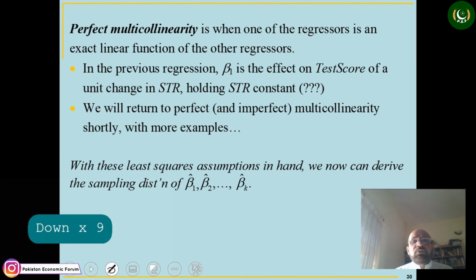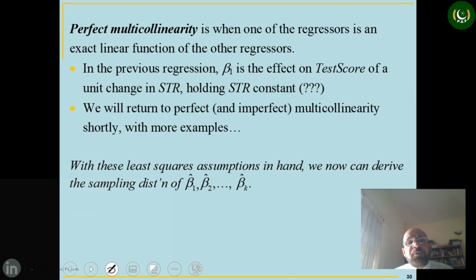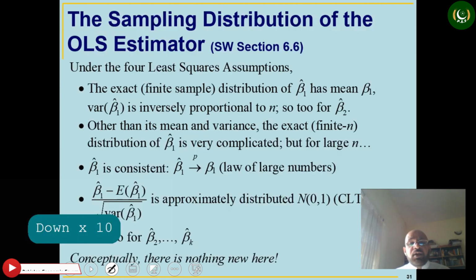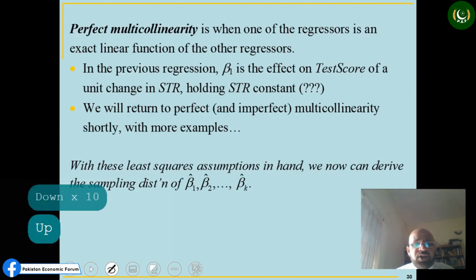Perfect multicollinearity. In general, perfect multicollinearity is due to some mistake. You have percentage English learners, you also measure it with fraction of English learners. You have added another variable more or less of the same nature in slightly different format. So therefore, whenever there is multicollinearity, you must find out which of these variables are collinear and which variable of these two can be dropped. When you have sampling distribution of OLS estimators, we don't discuss it a lot here. This is the same as normal distribution.